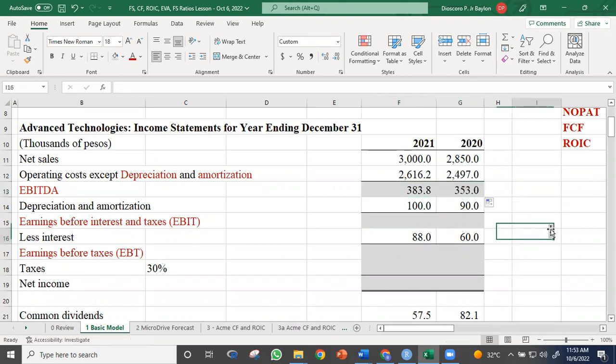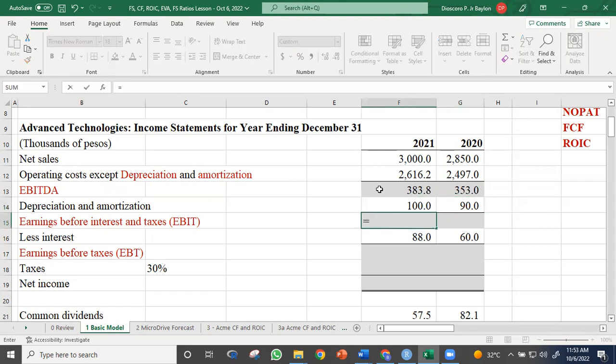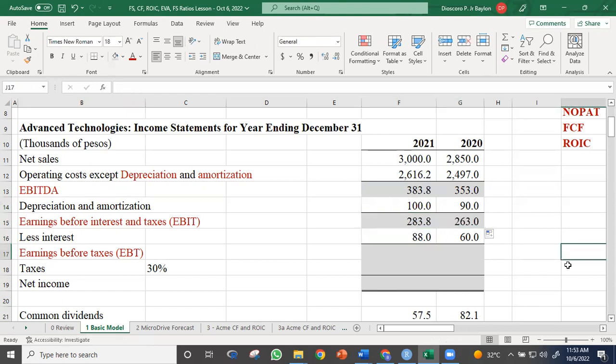So I can copy this to the right. We now have our EBITDA. Then we subtract this time depreciation and amortization, which we're given as 190. Then we subtract this, EBITDA minus DA, depreciation and amortization, and copy to the right. We now have what we call your EBIT, earnings before interest and taxes.